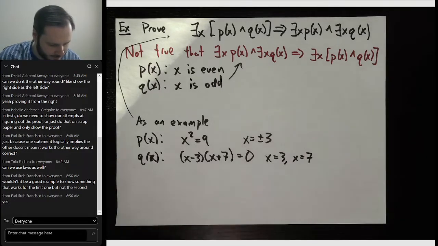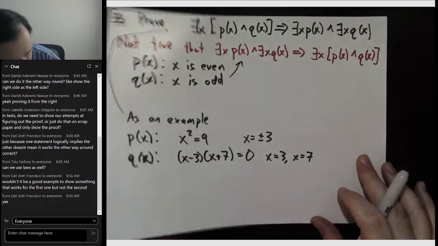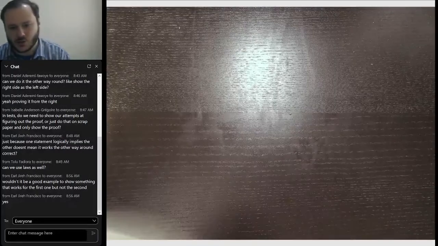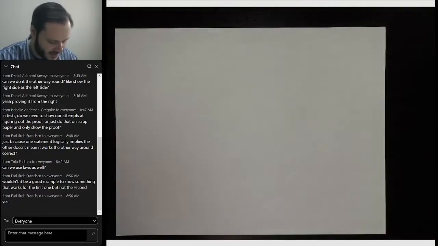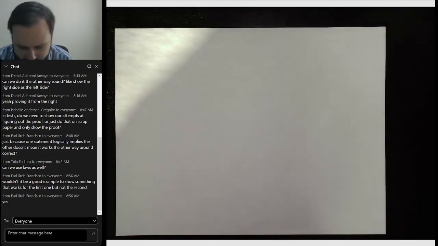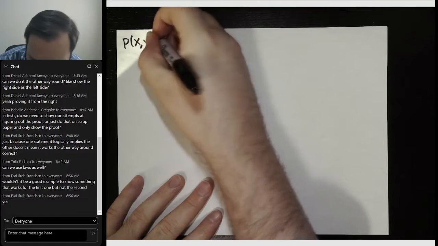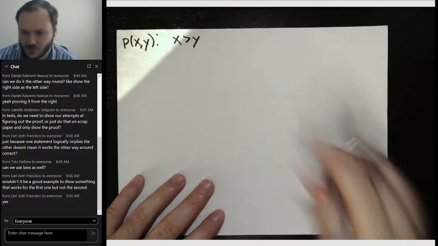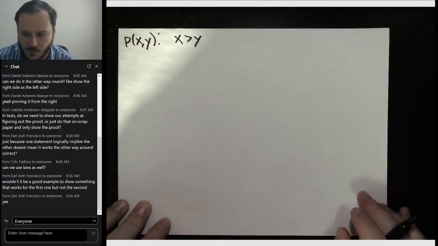Good question. Okay, let's hop back on track. You can have more than one quantifier. No reason I can't say something like p of x comma y is the statement x is greater than y. That's a perfectly fine open statement.